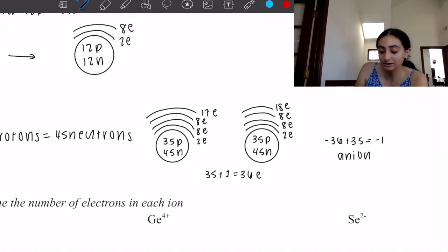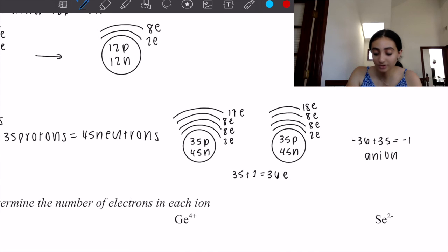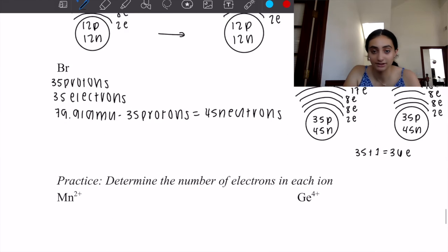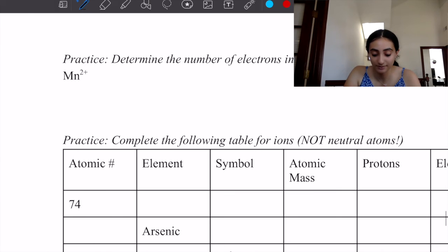So the octet rule, the only shells that need to have 8 electrons in them are the second and third ones. The other shells are exceptions, but you'll mainly be working with the first 3 valence shells, the first 3 shells anyway. Okay, so now we're going to determine the number of electrons in each ion.